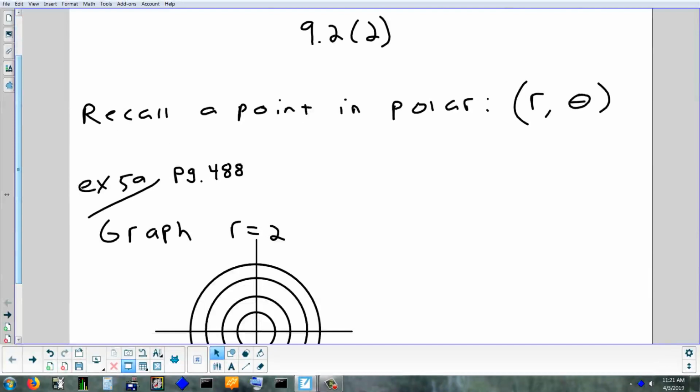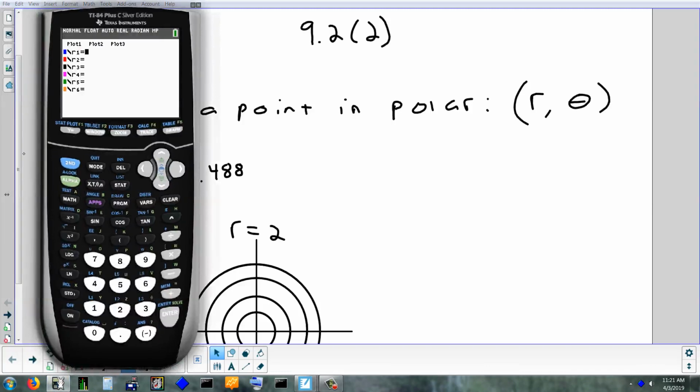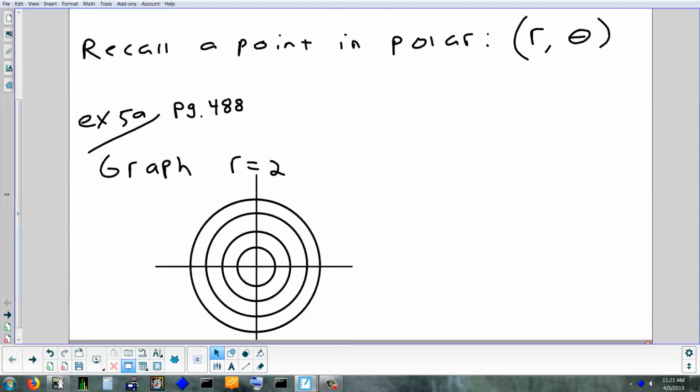In polar, usually when you write a graph, like in function, we write y equals. In parametric, we do x equals, y equals. In polar, it's r equals. On your calculator, if you go to mode and you go to polar, it'll show you exactly what you see right there, r equals. So remember, r stands for what? Radius.